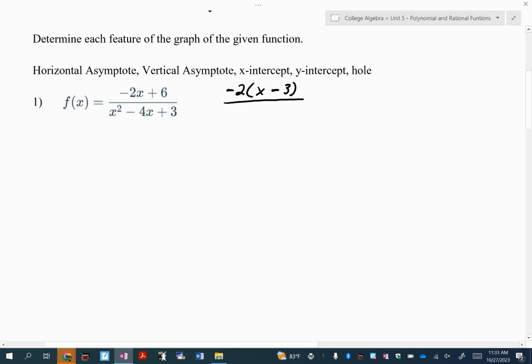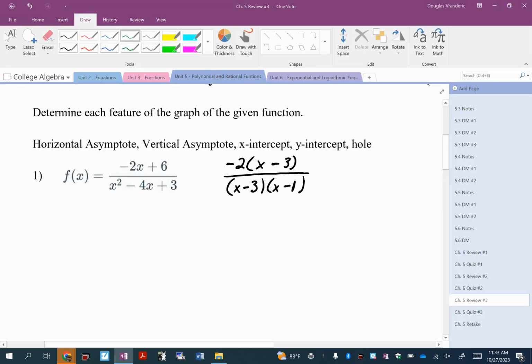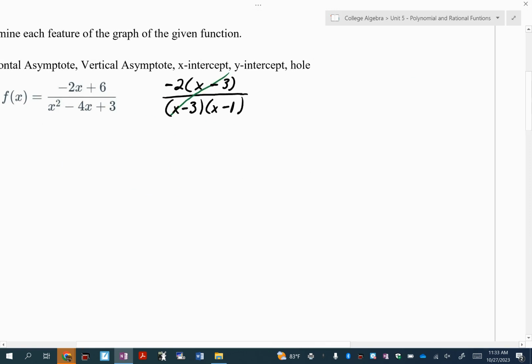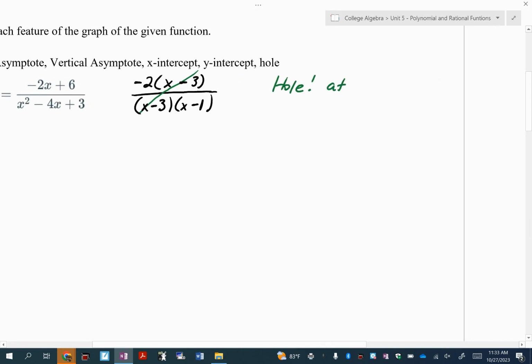And then in the bottom, this is a quadratic trinomial. So I'm trying to think of factors of 3 that add to -4. So I'm going to have -3 and -1. Okay? Now, what I notice when I do that is I have a common factor that's the same in the top and the bottom. So I can cross out x minus 3 in the top and the bottom, which means I have a hole at whatever would make that equal to 0. So in this case, x minus 3 is equal to 0, or x equals 3.